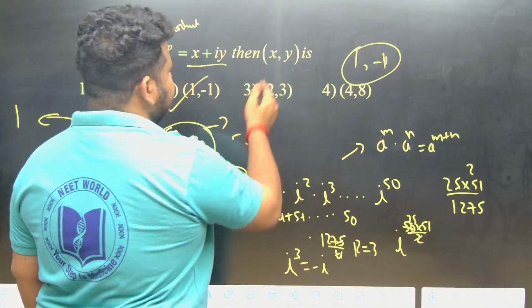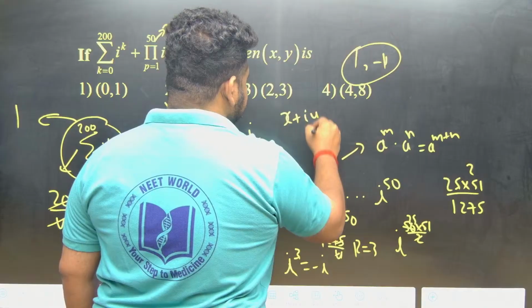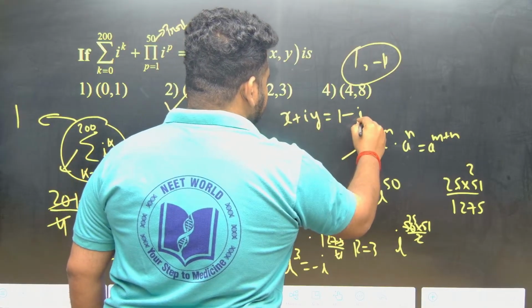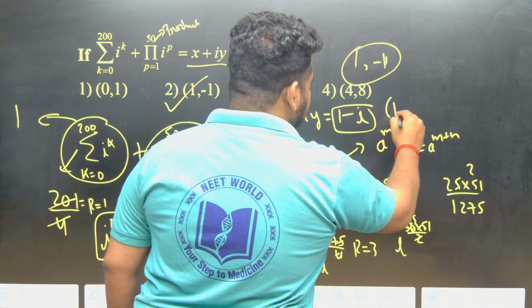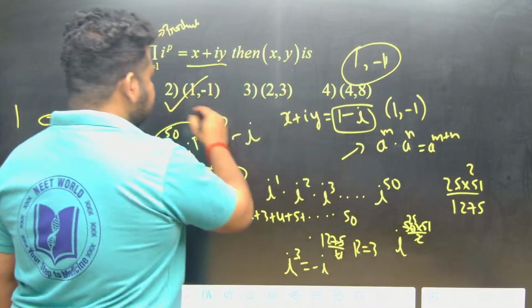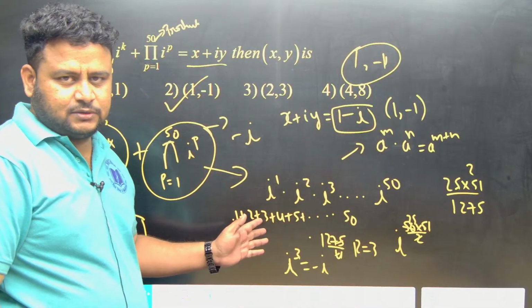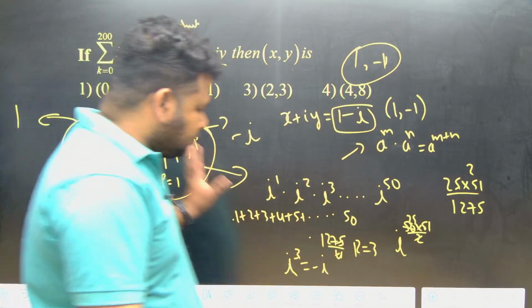So if they ask the ordered pair x plus iy, x plus iy is equal to 1 minus I. Minus I means minus 1 I. So the ordered pair will become 1 comma minus 1. So it is correct. We got the second option as the correct answer. But you can take I cube instead of taking I square. I cube will become minus I, and I square is minus 1. So this is one small change you have to make.